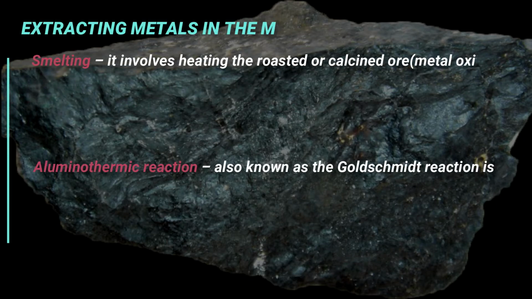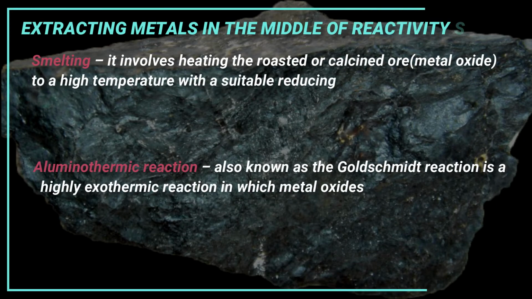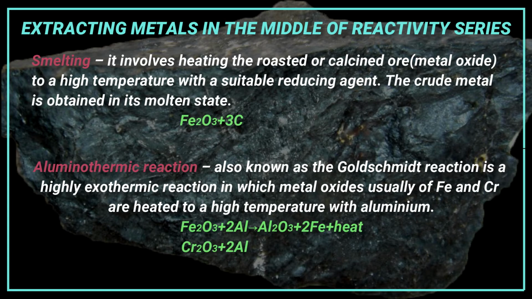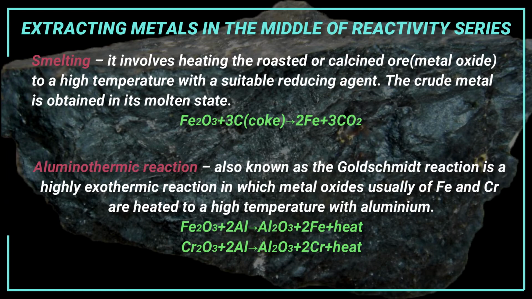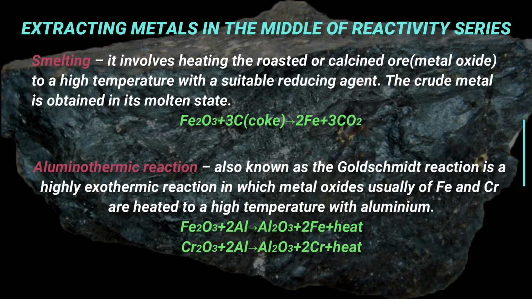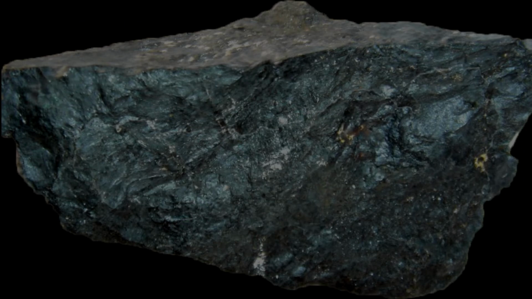Extracting metals in the middle of reactivity series. Smelting involves heating the roasted or calcined ore, metal oxide, to a high temperature with a suitable reducing agent. The crude metal is obtained in its molten state. Aluminothermic reaction, also known as the Goldschmidt reaction, is a highly exothermic reaction in which metal oxides, usually of Fe and Cr, are heated to a high temperature with aluminium.